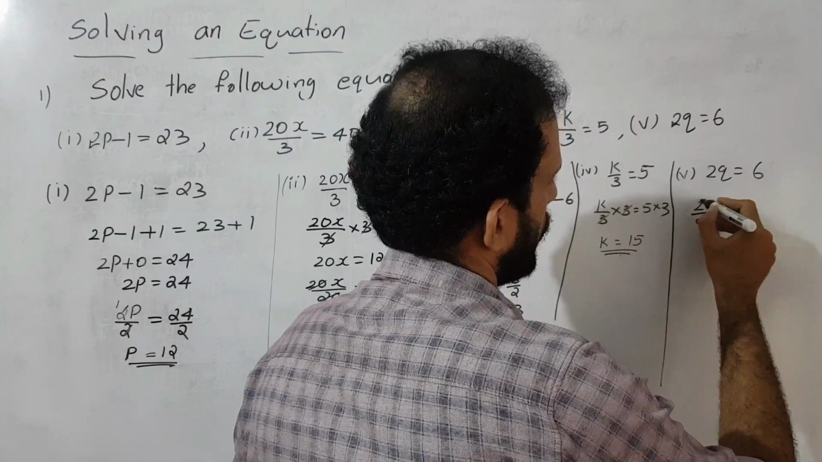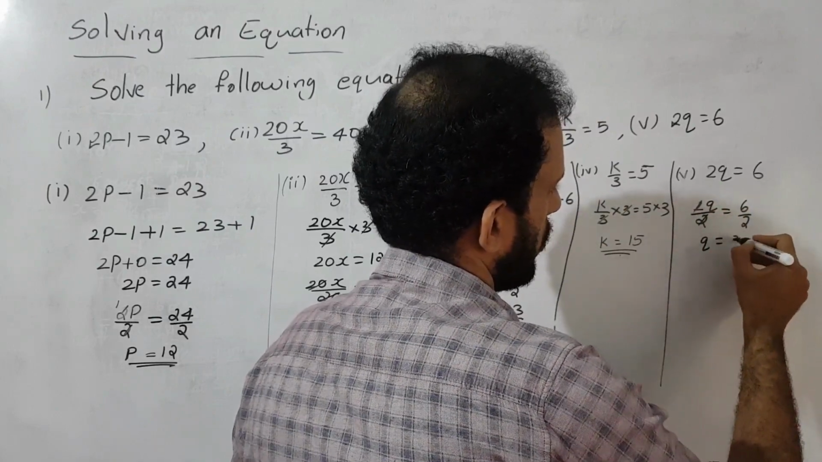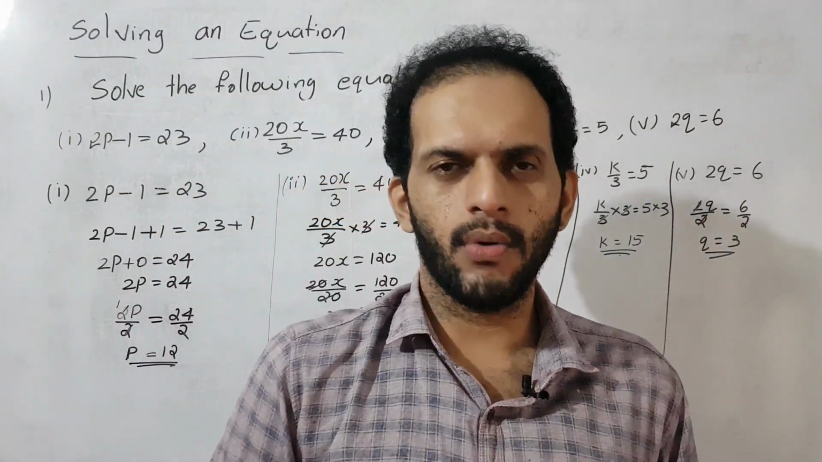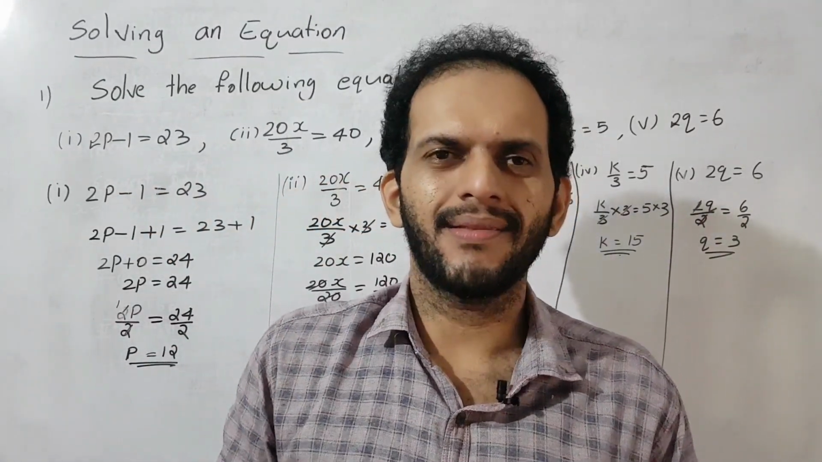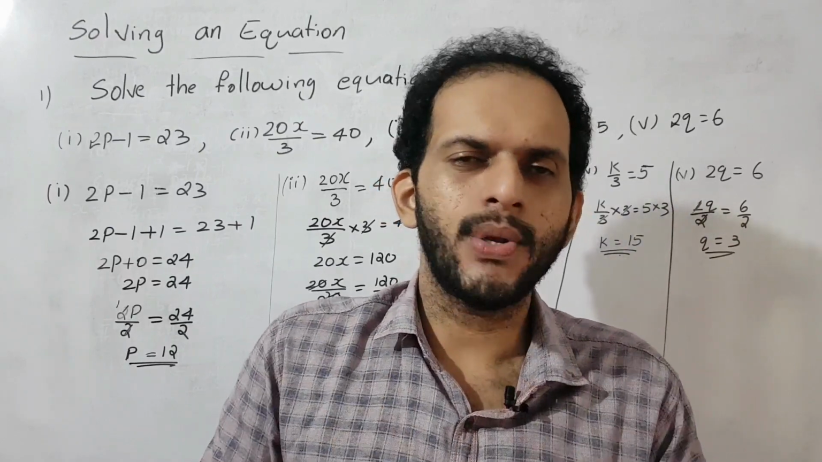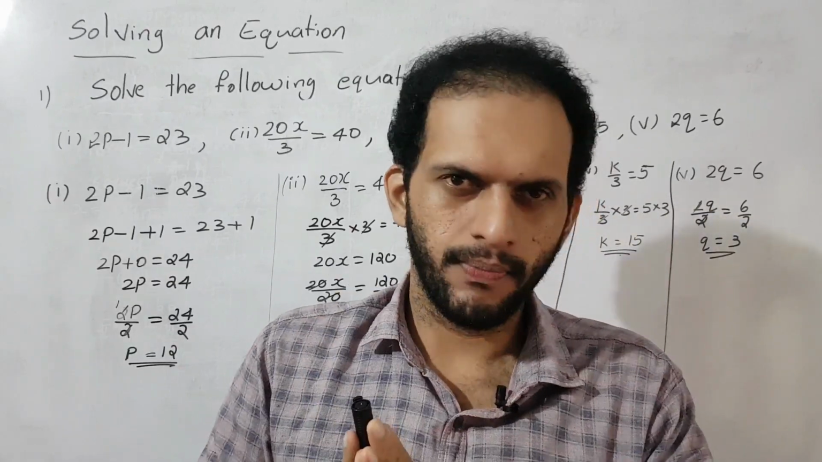Then we cancel 2 and 2. Then what is the remaining? q is equal to 6 by 2, 3. So the solution of the last equation is q is equal to 3. Then this method is called the balancing method. I think you got the idea how to solve the equation by using the first method.